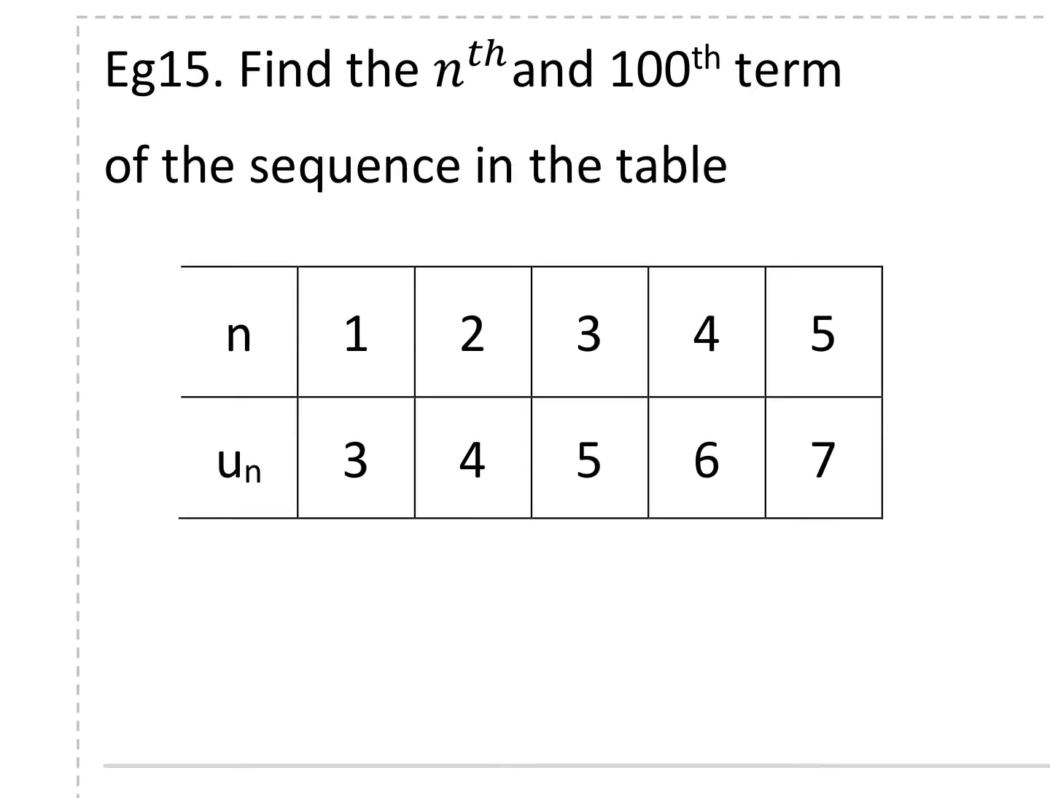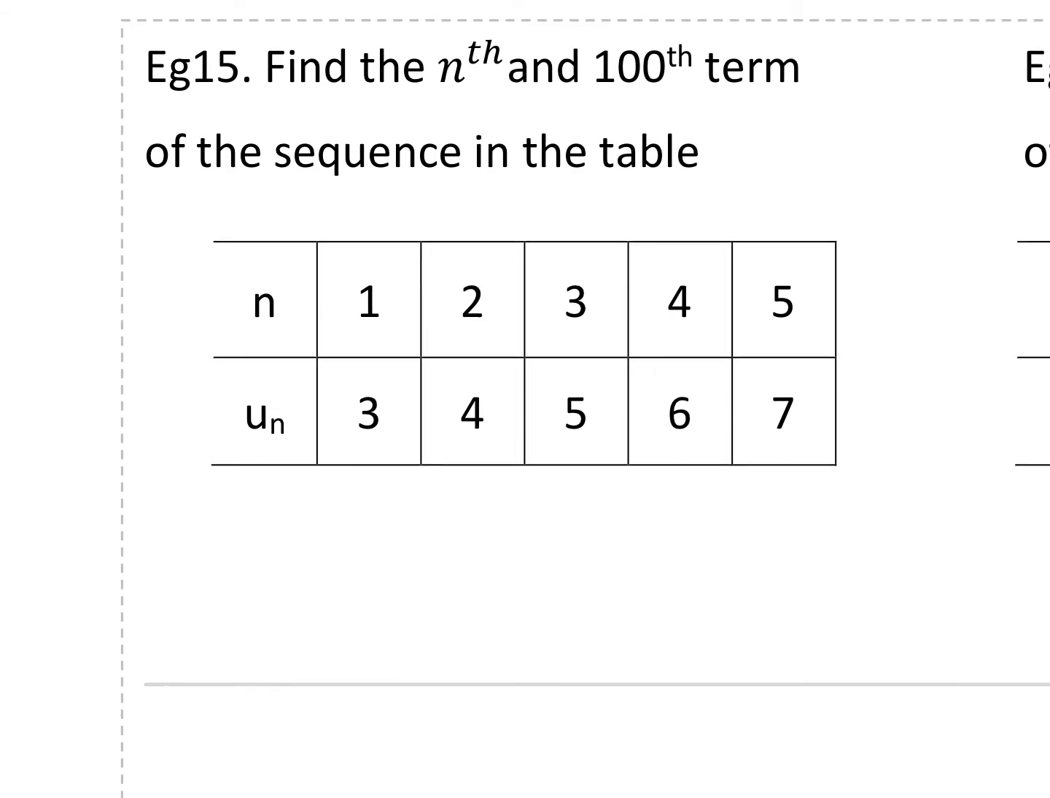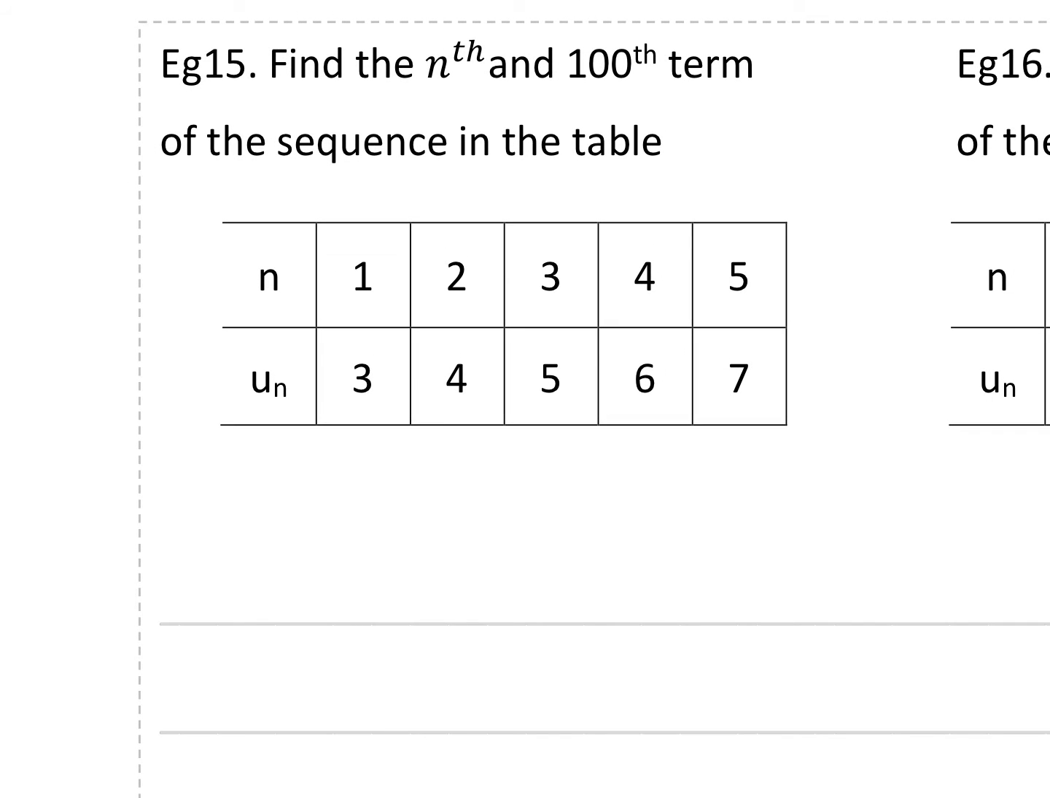Example 15. We have to find the nth term and the 100th term of the sequence in this table. So un represents the terms in the sequence. So the sequence is 3, 4, 5, 6, 7. n represents the term number. So 1 simply means that this is the first term. 2 means that this is the second term. 3 means this is the third. 4 means that 6 is the fourth term. And 5 means that 7 is the fifth term.